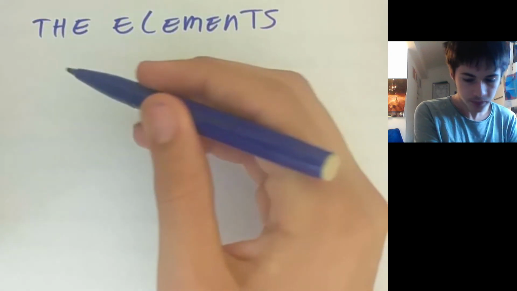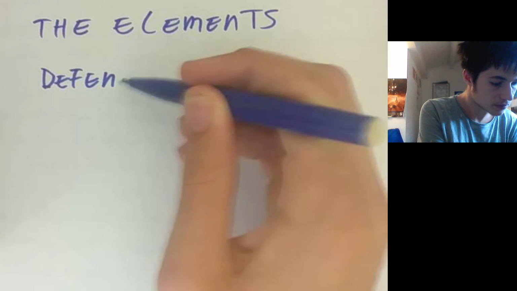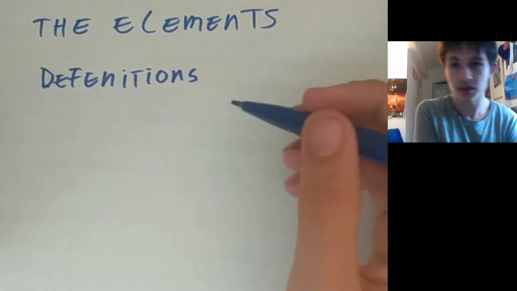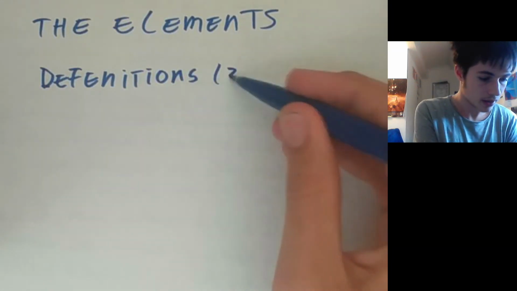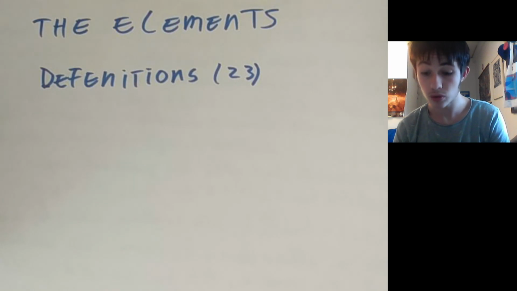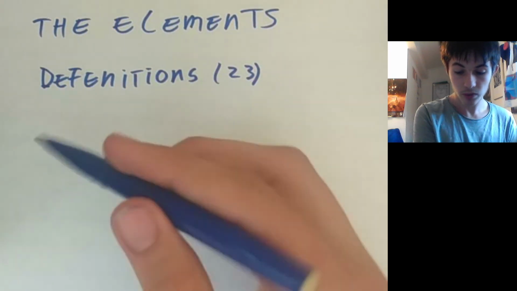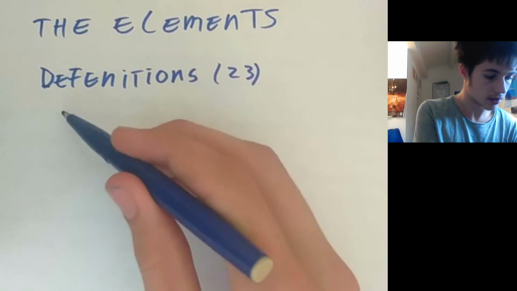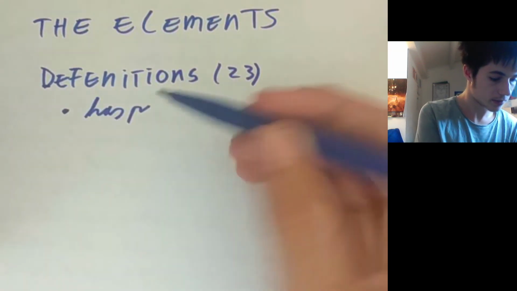Well, first of all, Euclid makes some definitions. Because if you want to talk about something, you have to make clear that everybody knows what you're talking about. And there are 23 definitions in this first book about geometry. We begin with the definition of a point. A point is that which has no part.